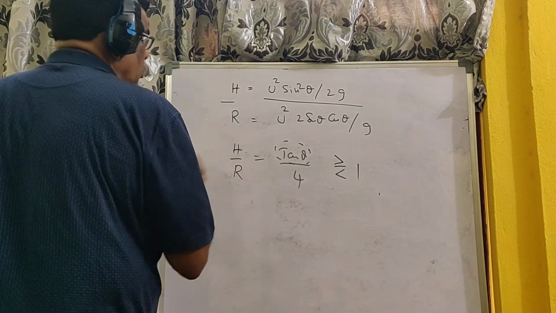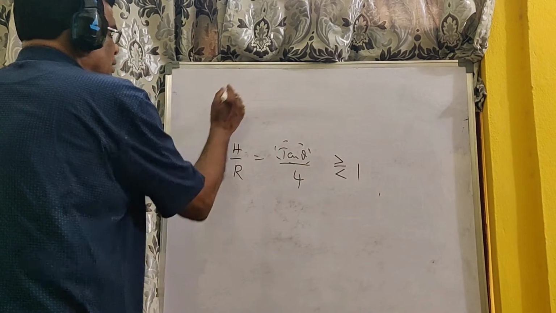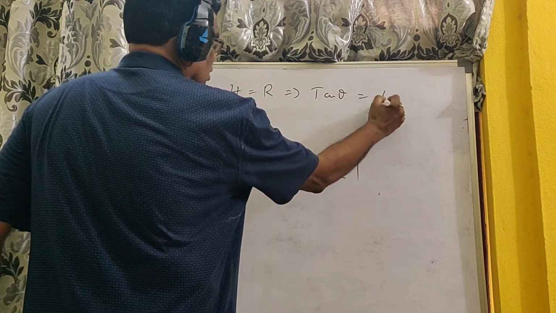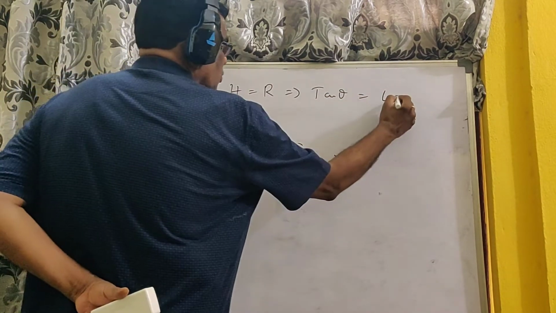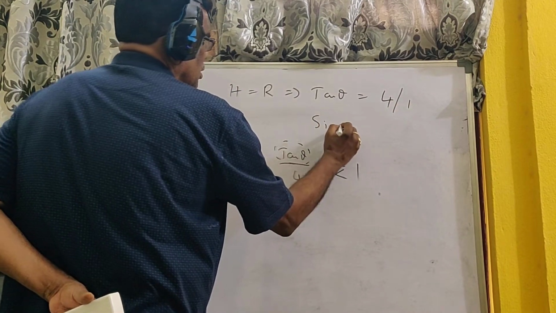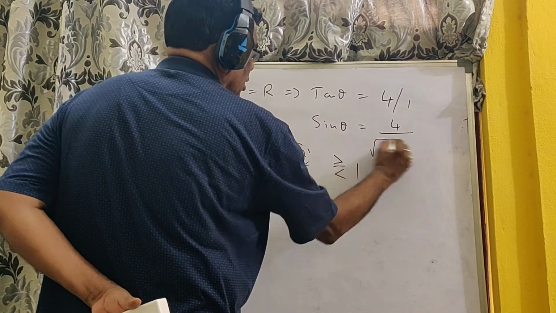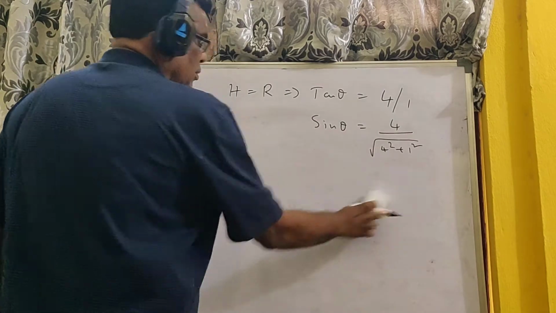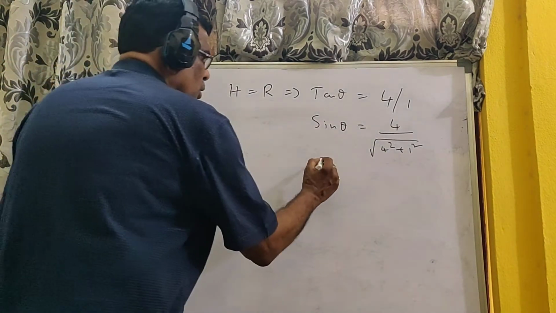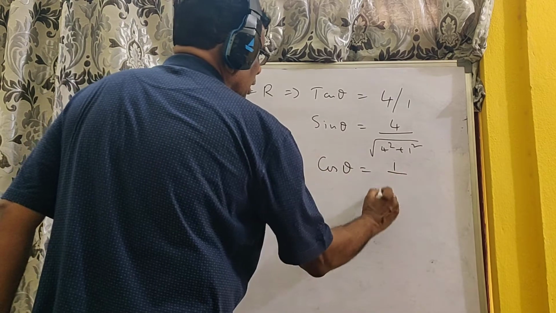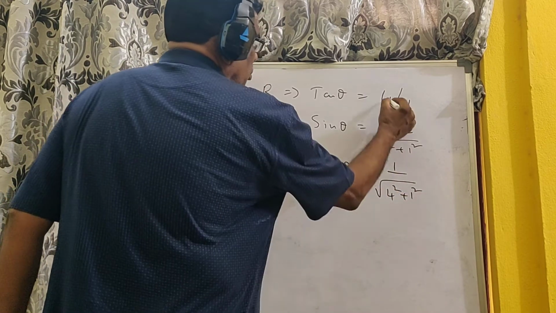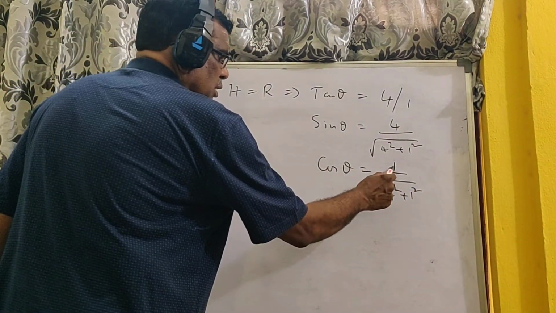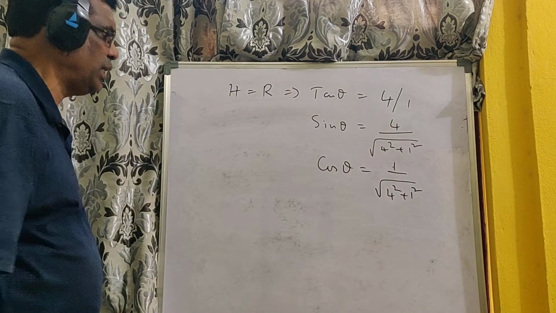What do you mean by H is equal to R? H is equal to R implies tan theta is equal to 4. If tan theta is 4 by 1, sin theta is 4 by under root of 4 squared plus 1. Every time some tan theta is given, you should know how to write sin and cos. So cos theta is 1 by root of 17. Opposite side, adjacent side, this is hypotenuse.